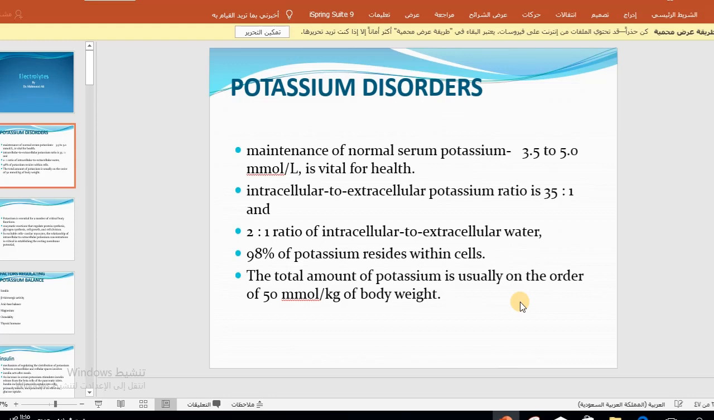Potassium disorders. The maintenance of serum potassium at the normal level, which is 3.5 to 5 millimole per liter, is vital for health. Intracellular to extracellular potassium ratio is 35 to 1, so it is the main intracellular cation. There is a 2 to 1 ratio of intracellular to extracellular water, and 98% of potassium in the body resides within the cells. The total amount of potassium is usually on the order of 50 millimole per kg of body weight.